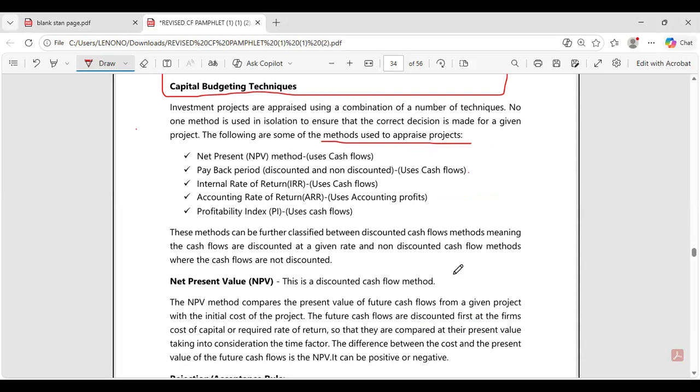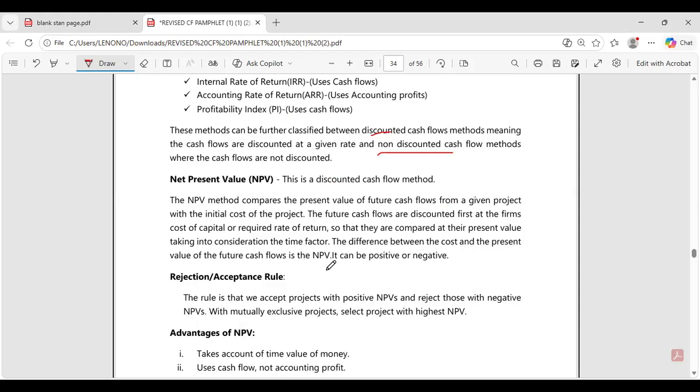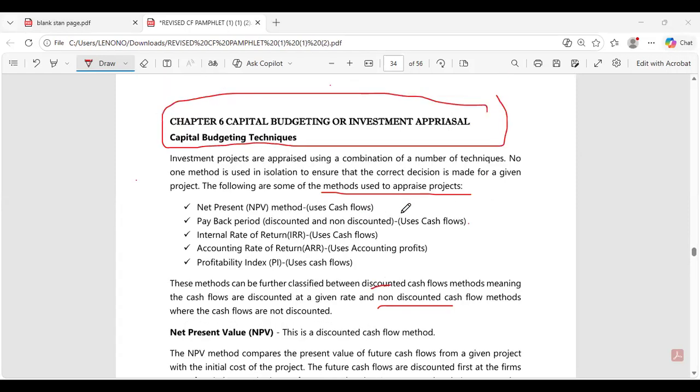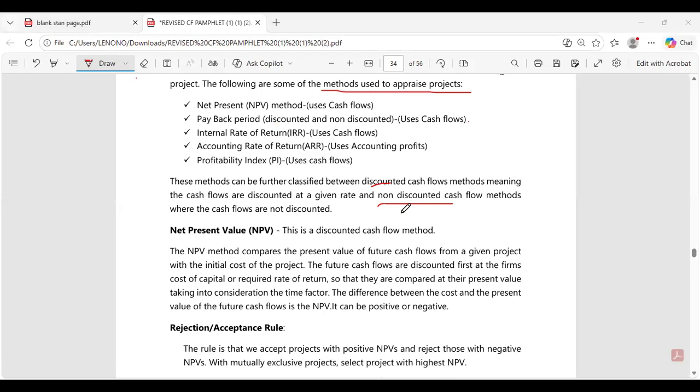So these methods can be further classified between discounted cash flow methods, meaning the cash flows are discounted at a given rate, and non-discounted cash flow methods, where cash flows are not discounted. So we start with the net present value. Net present value is just the sum of present values of all cash inflows minus the initial investment in the project. Okay? The sum of present values of all cash flows minus the initial investment in the project for NPV.